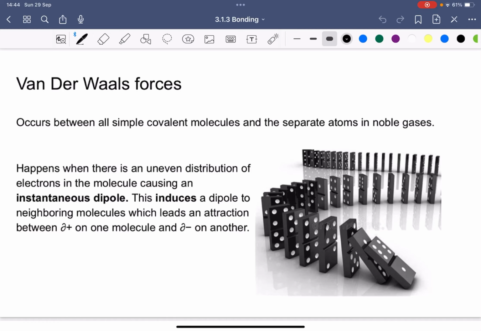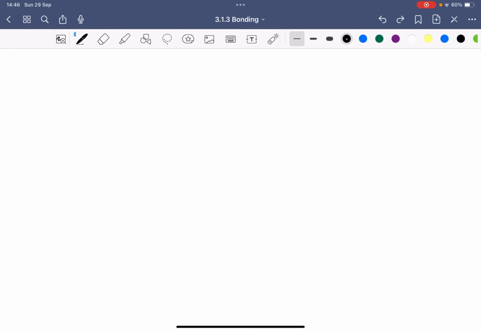Okay, so previously in the playlist, I've mentioned intermolecular forces quite vaguely. In this video, I'm going to go through them in more depth. So the first type of intermolecular forces is van der Waals forces, and this is also called London forces and induced dipole-dipole forces. Okay, so how van der Waals forces works is we'd start with two molecules.